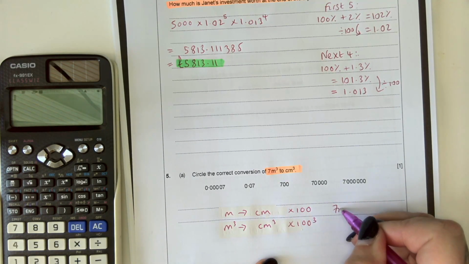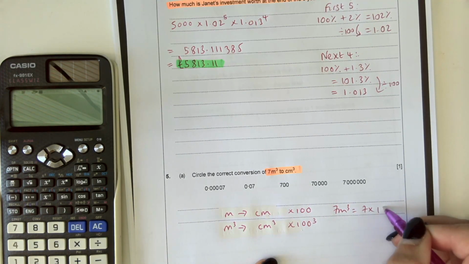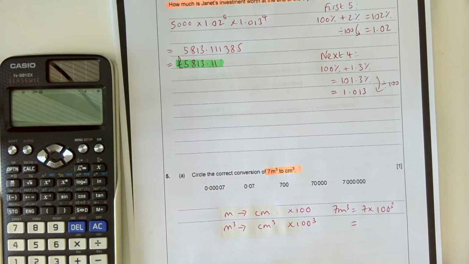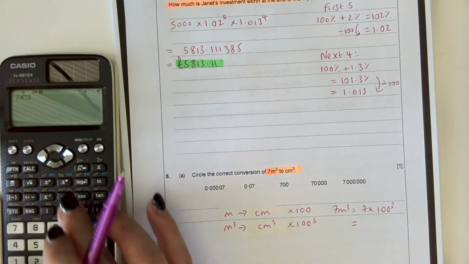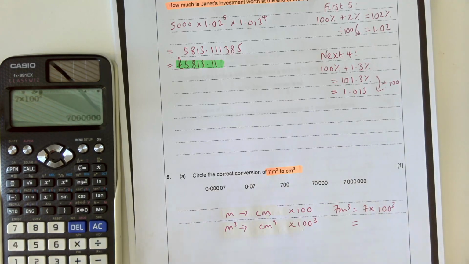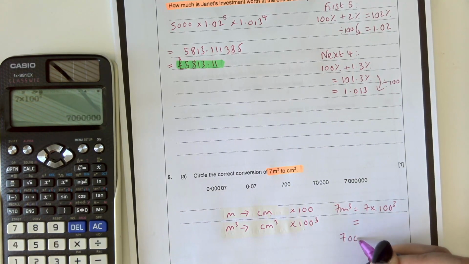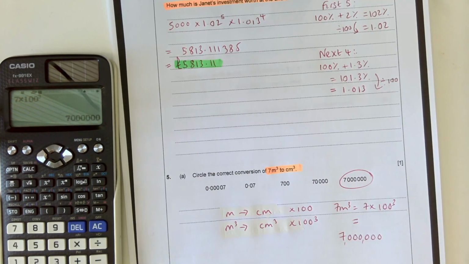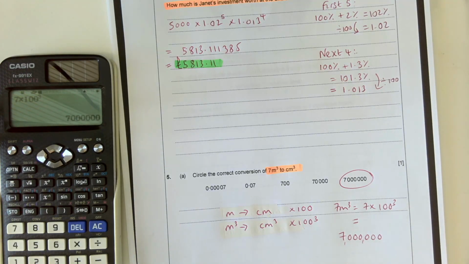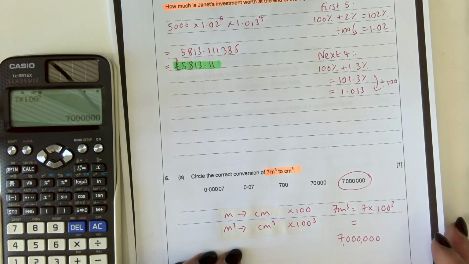So 7 meters cubed equals 7 times 100 cubed. So stick that in your calculator. 7 times 100 cubed, which is 7 million. Guys, so make sure you circle the correct number. When they're multiple choice, don't just guess. Do some working out.